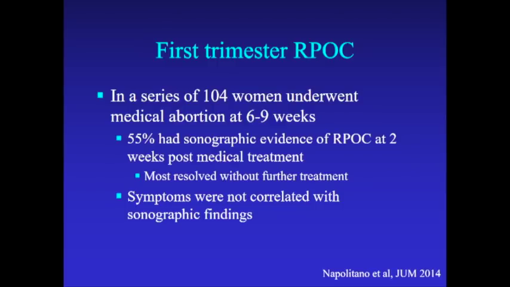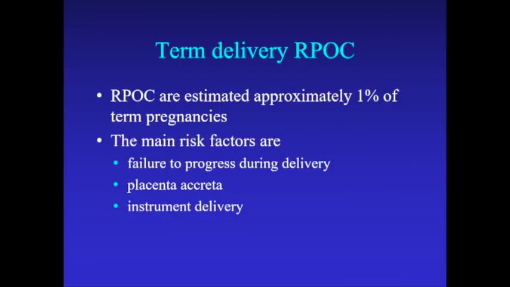And so using retained products in the first trimester situation is different than when you use that term after a second or third trimester delivery. So term retained products, it's thought to occur in about 1% of term pregnancies, and the main risk factors are failure to progress during delivery, placenta accreta, and an instrument delivery.